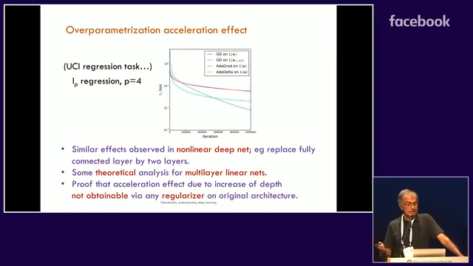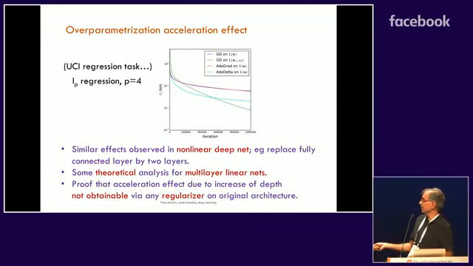There are similar effects that we observe in nonlinear deep nets, where you replace fully connected layers or matrices or filters by 2 layers. We give some theoretical analysis for multi-layer linear nets. I mentioned earlier that if you're trying to do theory of multi-layer nets, currently we only know it for linear nets, so we do some theoretical analysis there. And we also show that this acceleration effect by overparameterization is not obtainable via any regularizer on the original architecture. So it's really a different kind of effect.